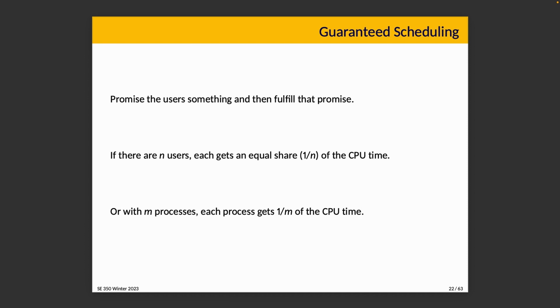It's not nice, of course, if we end up with one person using a disproportionate amount of CPU time. So yeah, we're happy if we can make it more fair. Alternatively, if there are m processes, maybe you look at it at that level instead of per user, where you say, all right, each of those processes gets an equal share of CPU time.